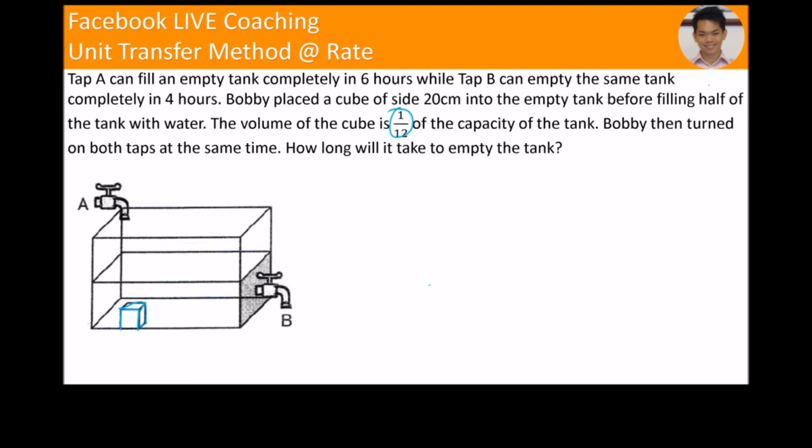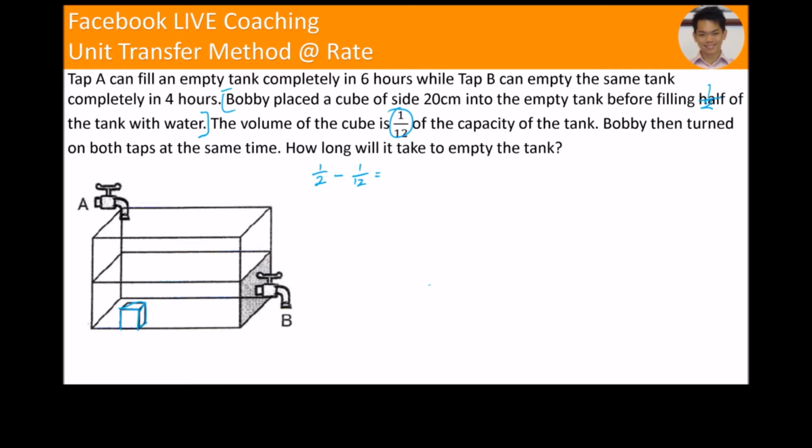Okay, let's take note of something. He filled up half of the tank with water after he placed this cube inside. So the first thing we want to work out is how much water is there in the tank. So there will be half minus 1 out of 12, and that gives you 5 out of 12. Now if you want to know how to do this, we just convert this to the common denominator.